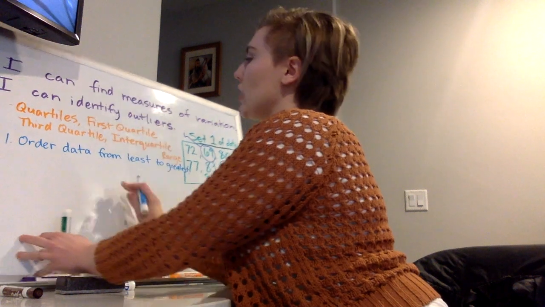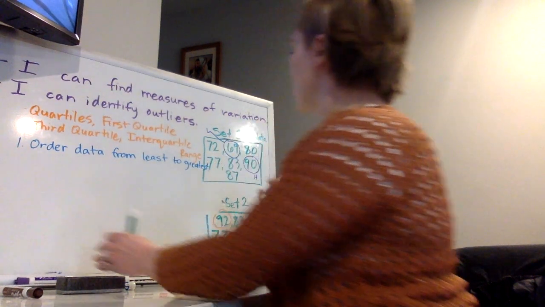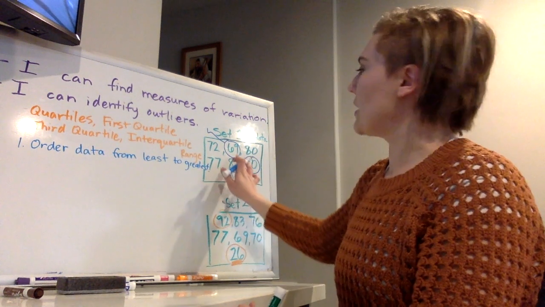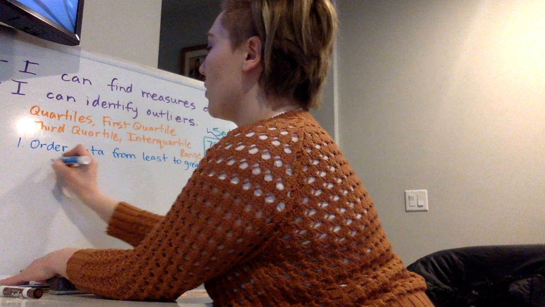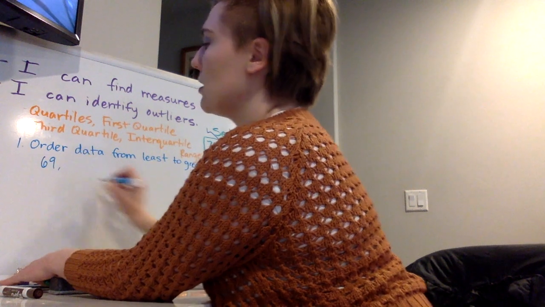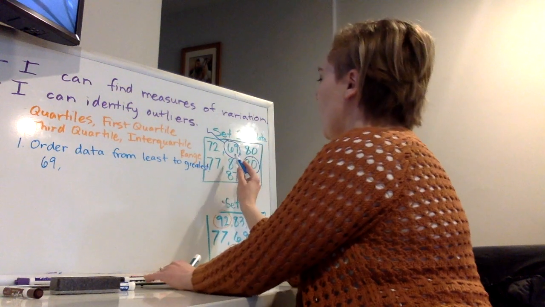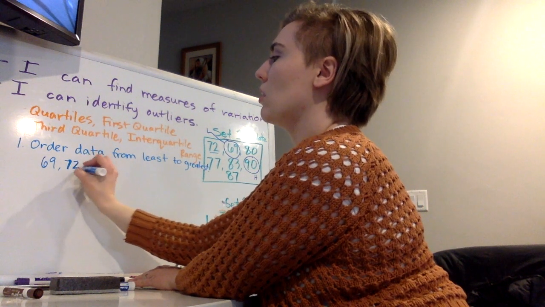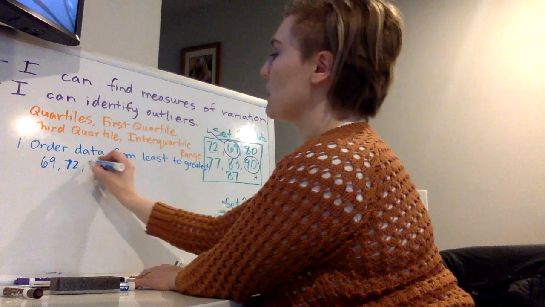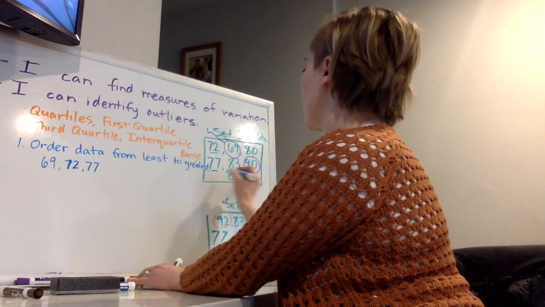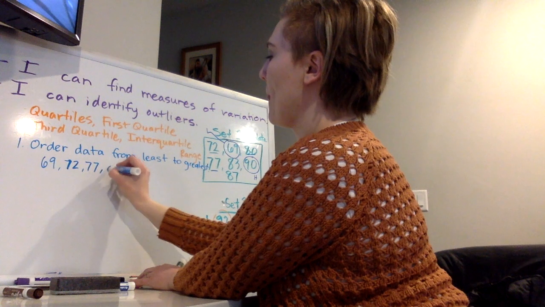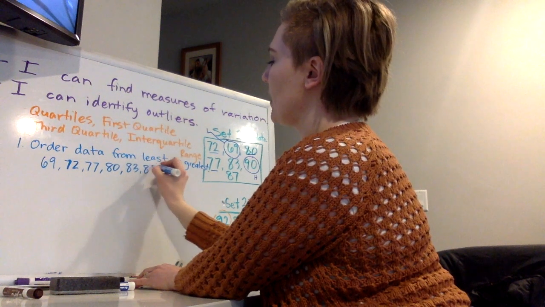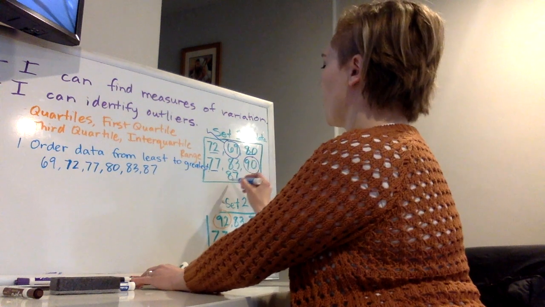Okay, so we're going to try doing that really quickly with this first set of data. So we see here that the smallest number we've already identified is 69. So we know that 69 is our smallest number in our set of data. And then the next one would be 72. After 72, we've got 77. Then we've got 80, 83, and 87. Okay, so we've gone through all of our data.